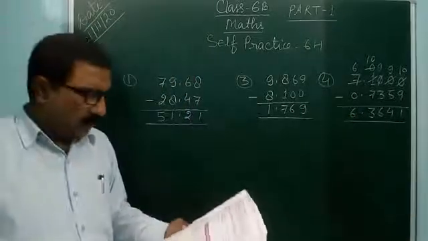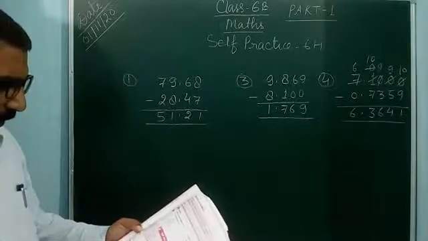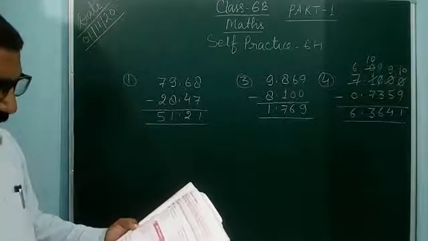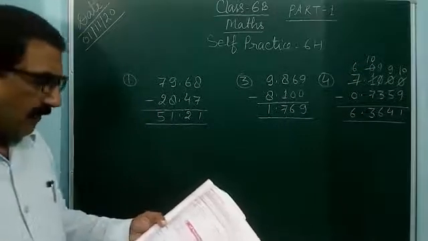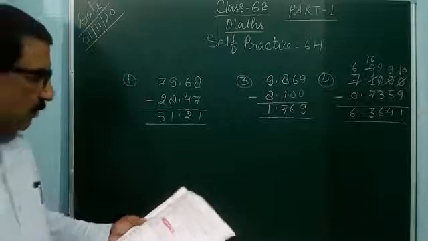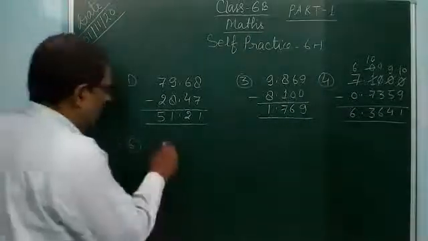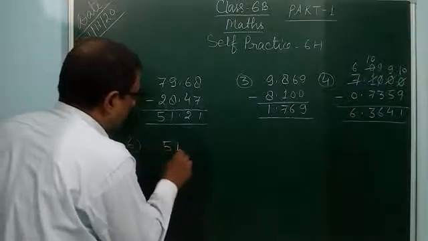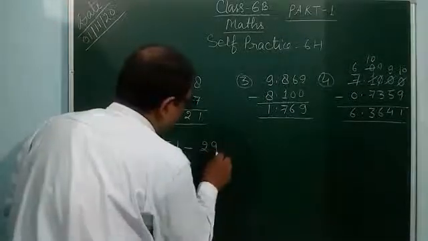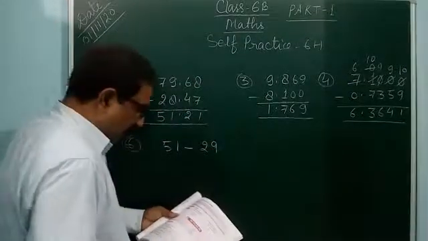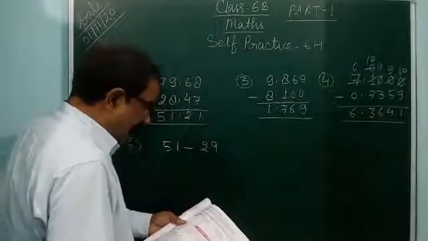So now you can do all questions here, and question number 5, 6, 7. I am going to explain only question number 6. Question number 5 and question number 7 you do yourself. Question number 6 you see. 51 minus 29.7895.